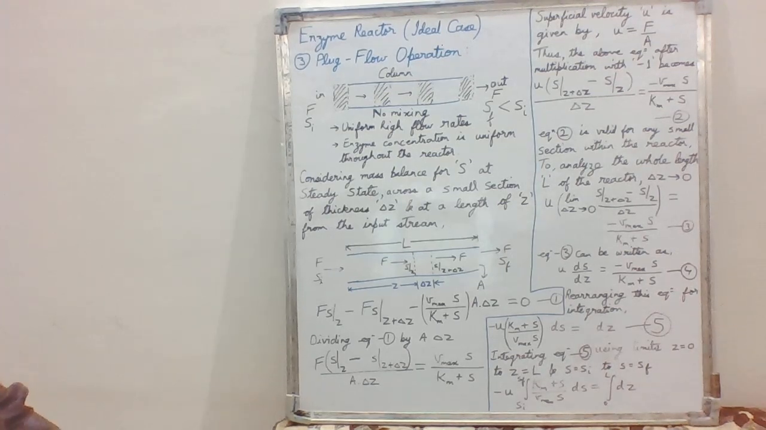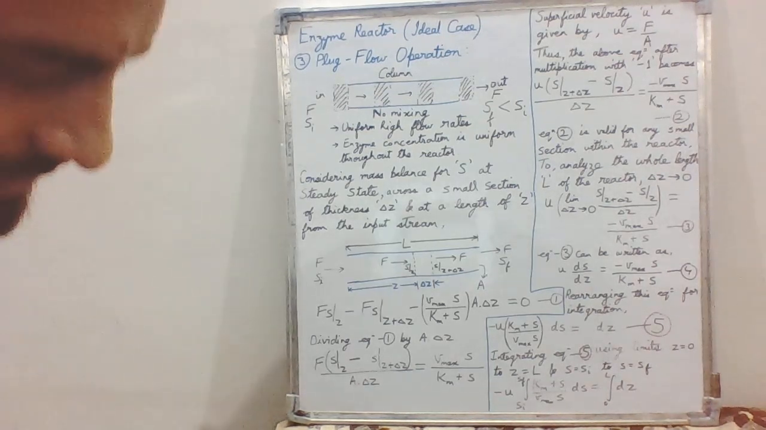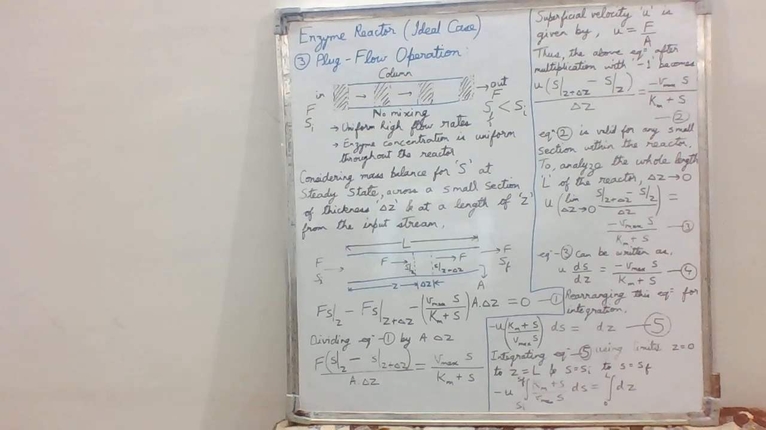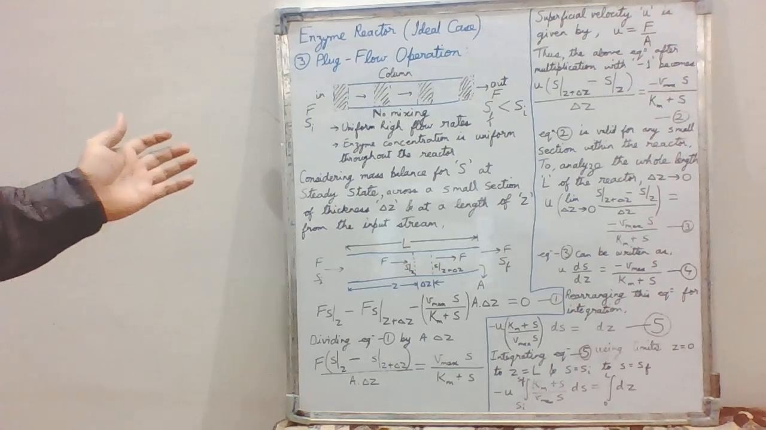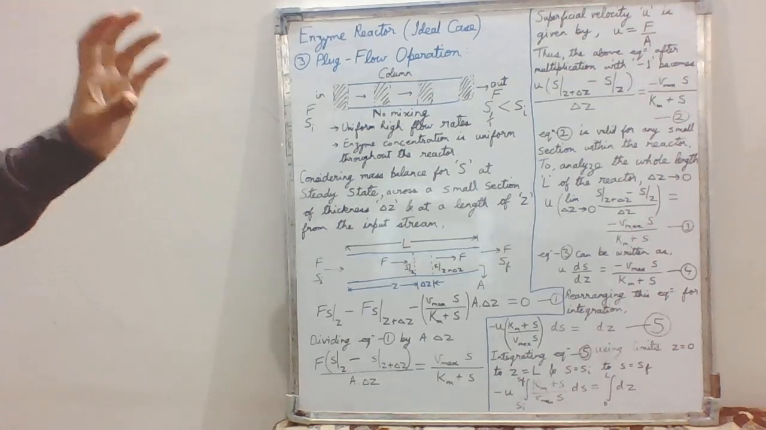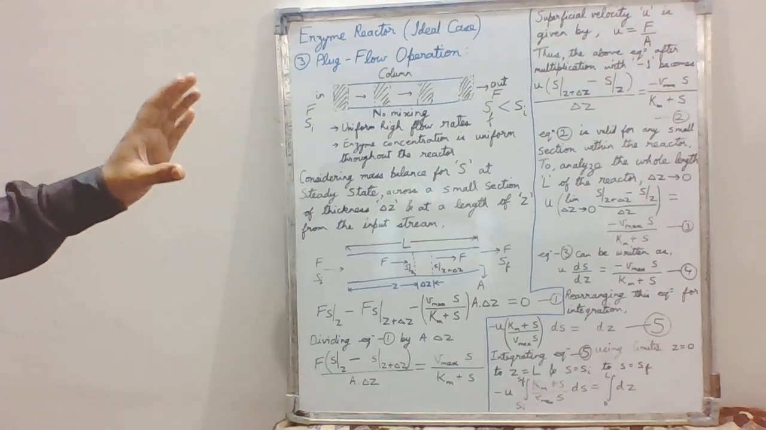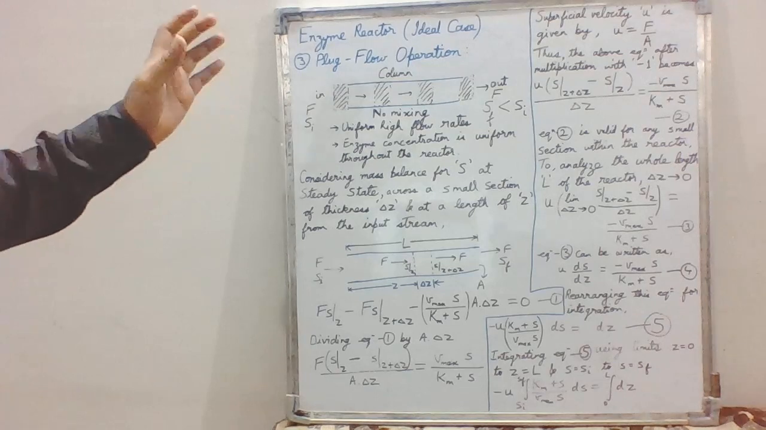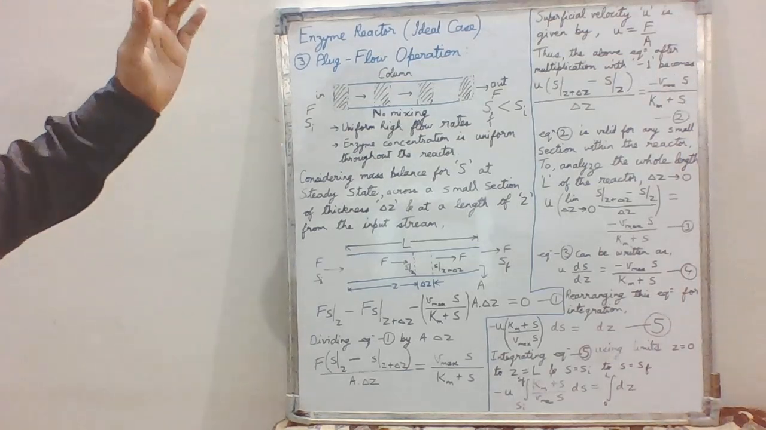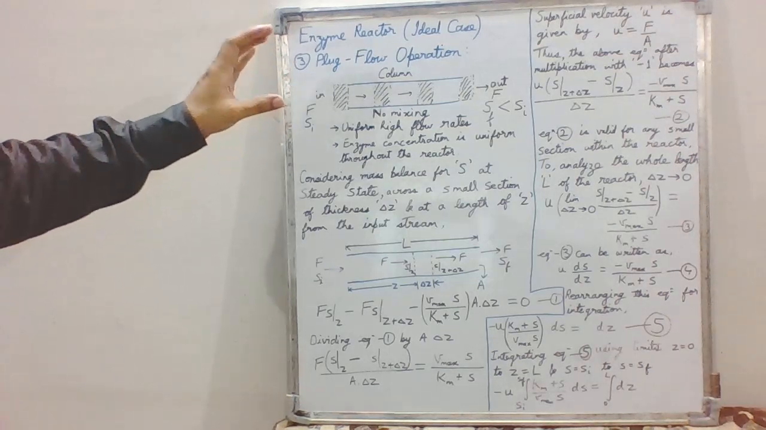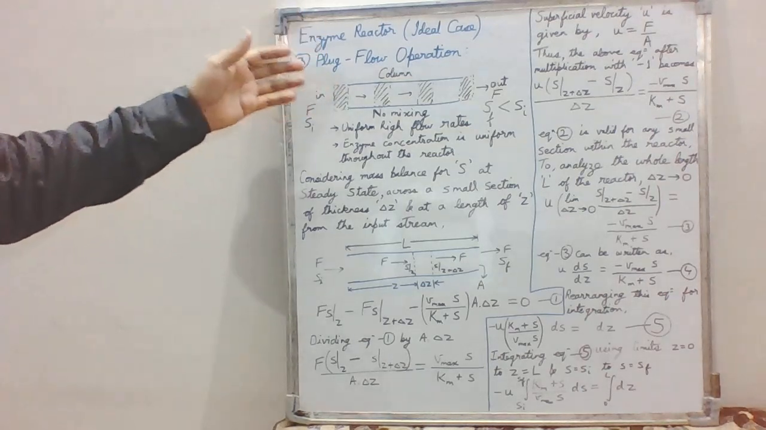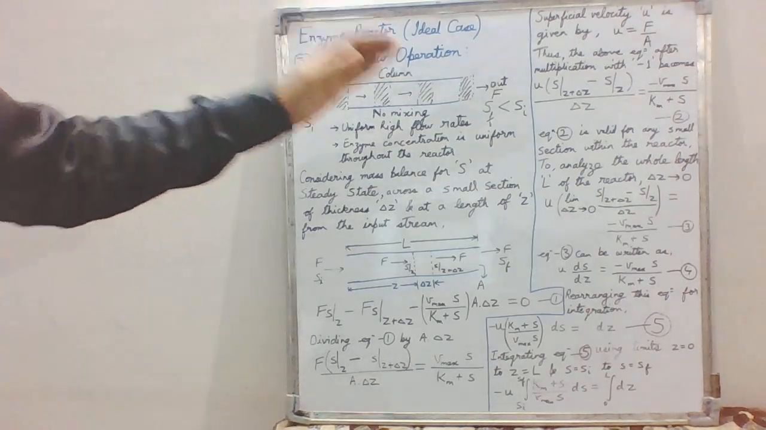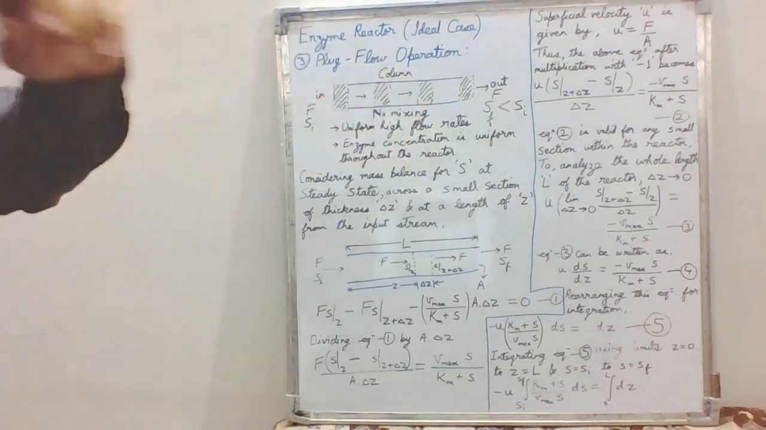Now, one more ideal case we will be discussing is the plug flow operation mode. This is another operation mode in which continuous operation is followed. In plug flow mode, a plug of the reacting medium, an element or a portion of the fluid, enters a column. Since we operate the plug flow mode in a column or a tube, it is also called a plug flow tubular reactor or a plug flow columnar reactor.